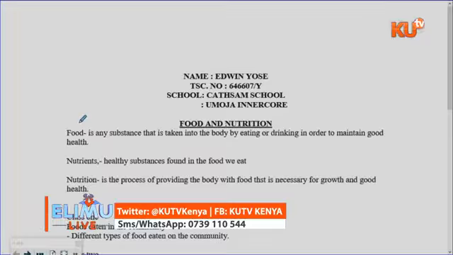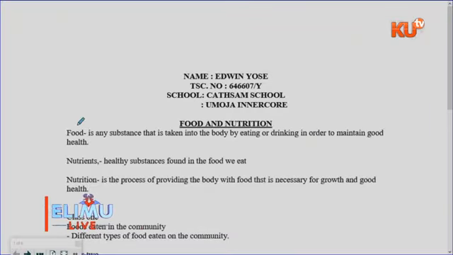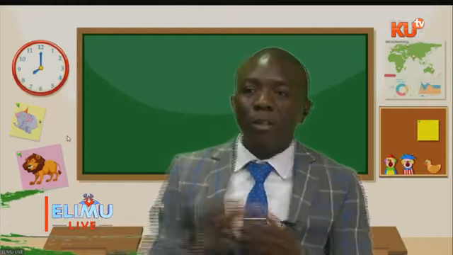Any solid substance that we eat or drink is what we call food. But remember, medicine we take inside the body, but we don't group it as food. Nutrients, on the other hand, are healthy substances that are found in the food we eat. And then we come to nutrition. Nutrition is the process of providing the body with the nutrients that we get in this food. I hope you have understood the difference between food, nutrition, and nutrients.